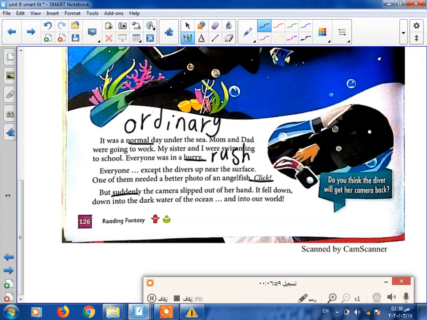So, in the first paragraph there is a normal day under the sea, and mom and dad were going to work, and the sisters were swimming to go to school. And everyone was in a hurry. But the divers were near the surface of the water, and one of them needed a better photo of an angelfish. While taking the photo, the camera slipped out of her hand and fell down into the dark water. Junior3, do you think the diver will get her camera back?